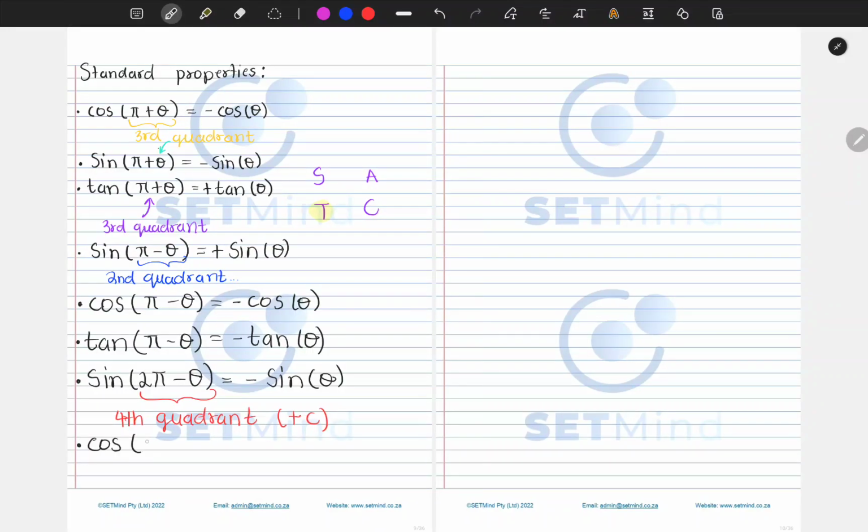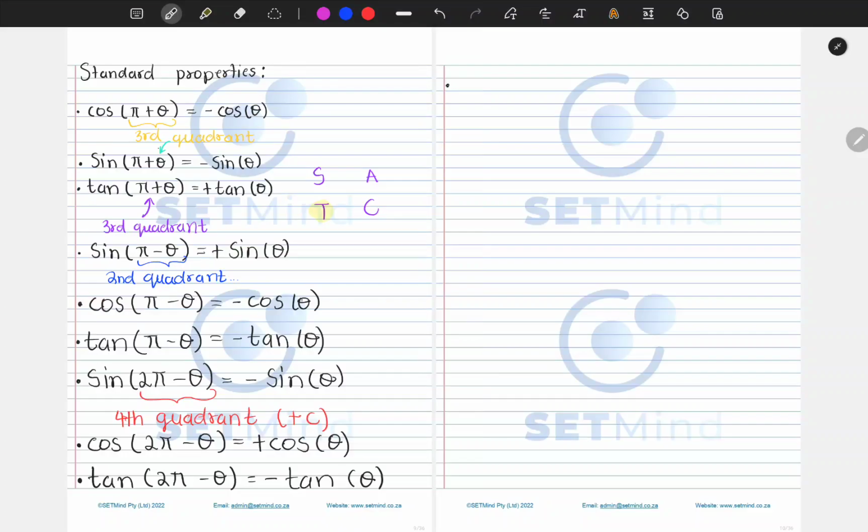And then if I have cos of 2 pi minus theta, we said it's only cos, so cos will be positive. Then if we go to tan, this will be negative tan of theta. That is what we get on the fourth quadrant.